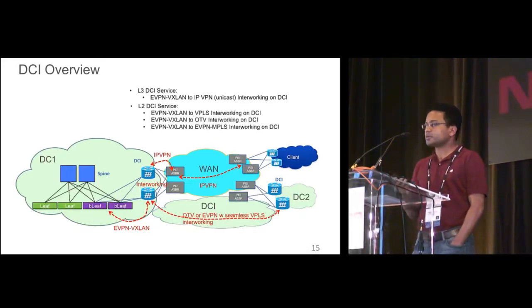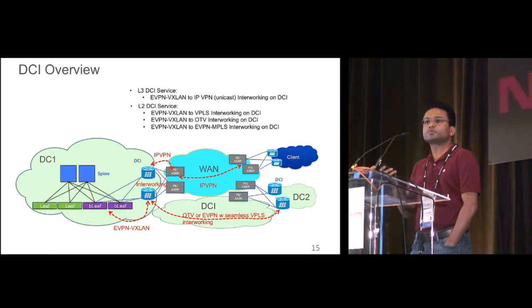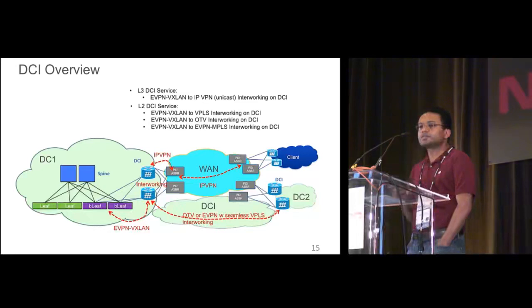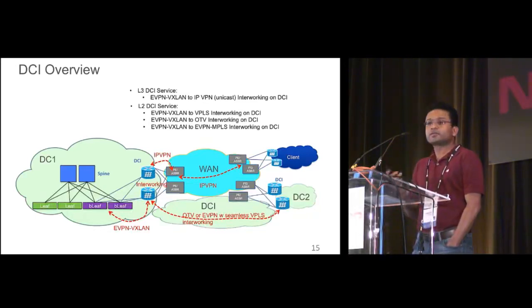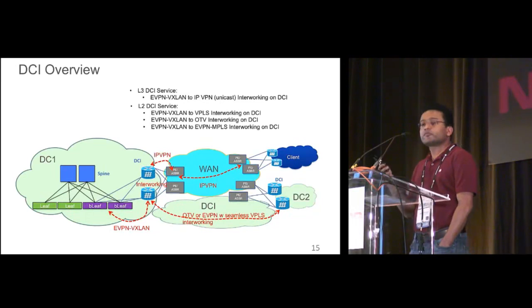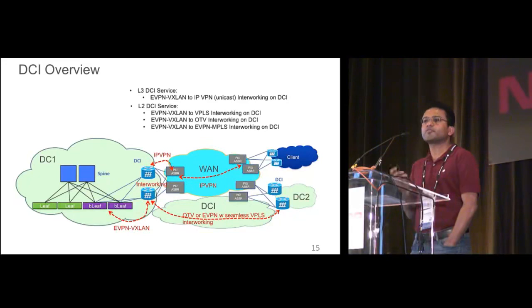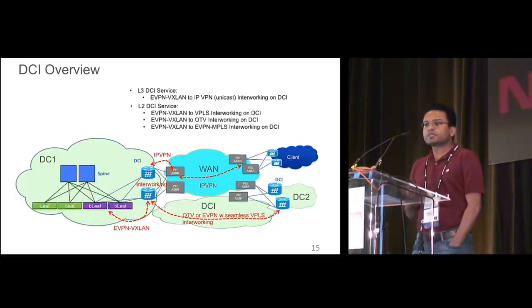The second piece of services is L2 DCI. The first one, L3 DCI, is used to extend the L3 connectivity from one data center to another data center. The second one is L2 DCI. Here you're trying to extend the L2 connectivity from one data center to the remote data center. In this case, it is EVPN VXLAN running in the data center, whereas on the WAN side, you can have either EVPN MPLS, VPLS, or OTV, any of the flavors. It's just helping in extending the layer 2 gateway functionality across. For this particular presentation, we can concentrate more on the layer 3 DCI service.